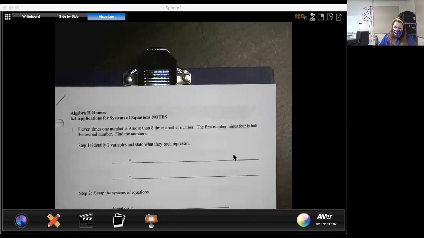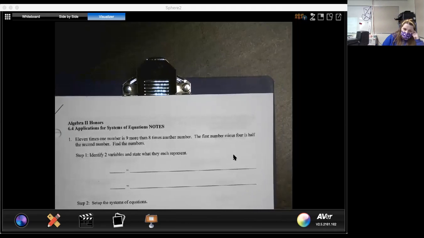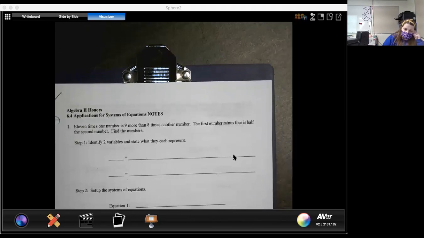All right, so number 1, 11 times one number is 9 more than 8 times another number. The first number minus 4 is half the second number. Find the numbers, okay? So with these types of problems, I always have students that are like, well, I don't even know where to start.